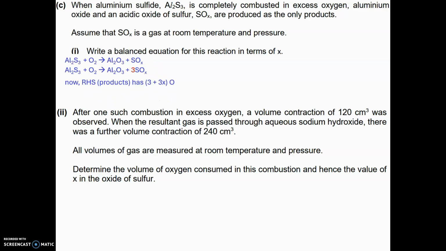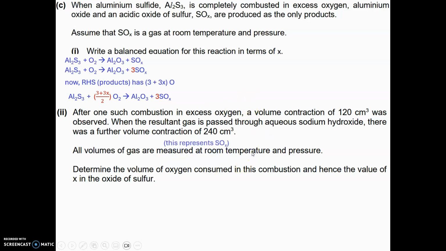After that, my product now has 3 plus 3x oxygen, which means that my reactant side will now have (3 plus 3x) over 2 oxygen. So this will be my balanced equation in terms of x. And it is noted that after I combust a sample in excess oxygen, there is a volume contraction of 120 cm3. And when the resultant gas is passed through aqueous NaOH, there is a further contraction of 240 cm3.